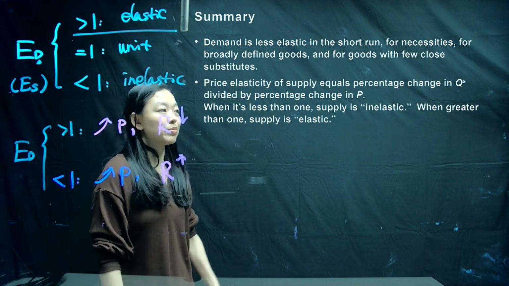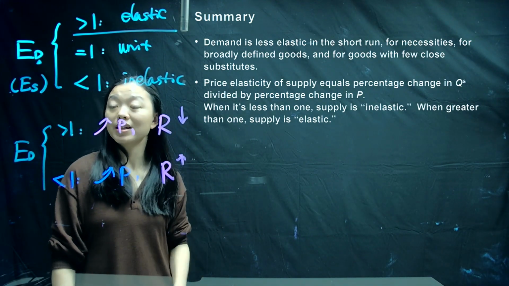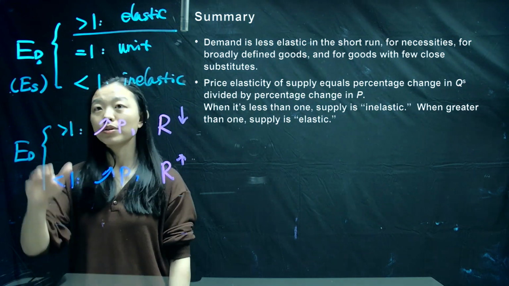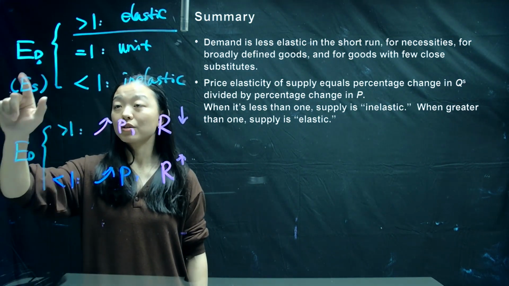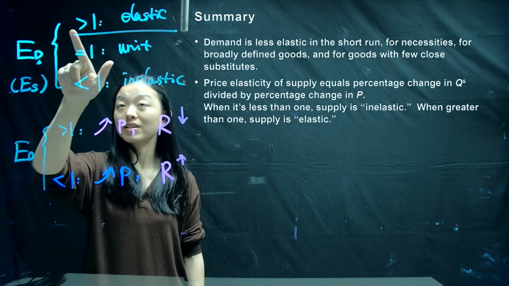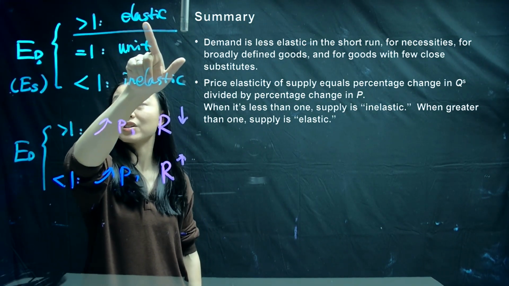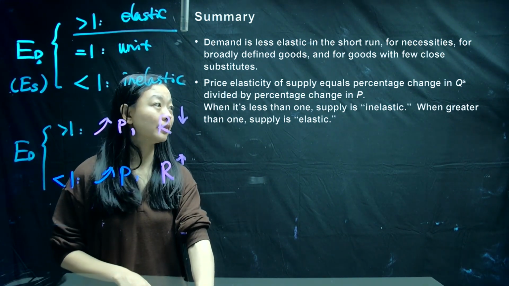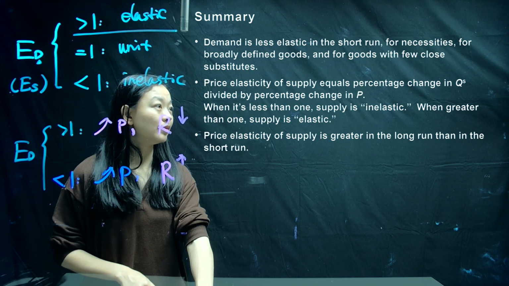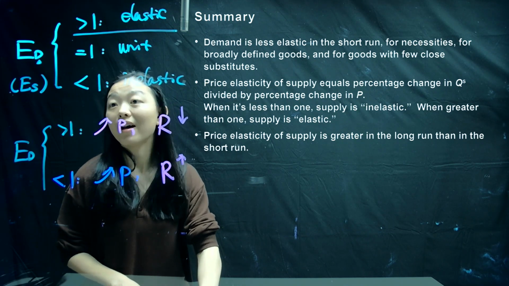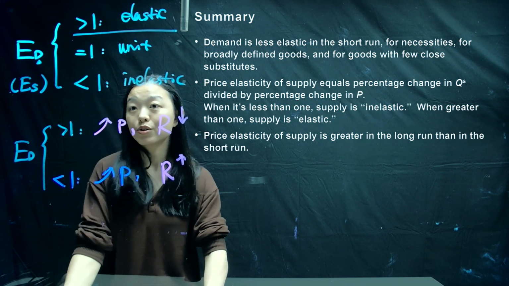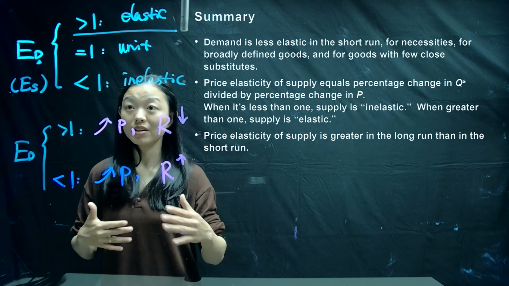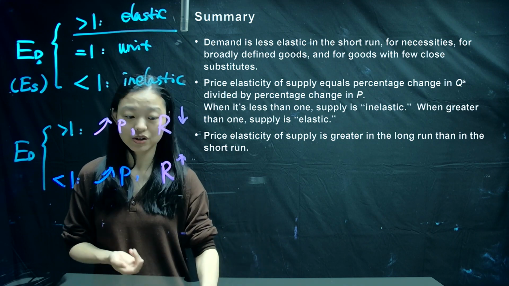For price elasticity of supply, it equals the percentage change in quantity supplied divided by the percentage change in price. We also talked about how price elasticity of supply could be positive, could be larger than one, which means it is elastic, or less than one, which means it is inelastic. And price elasticity of supply will be larger in the long run than in the short run, because in the long run, firms have more time to adjust their production in response to the price change.